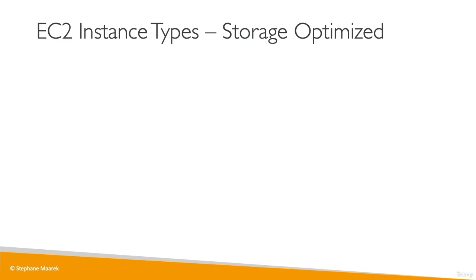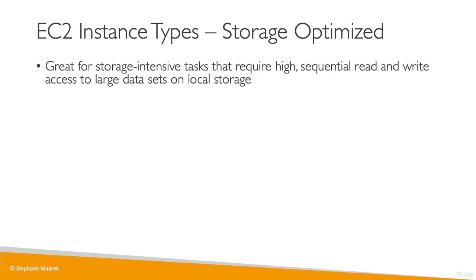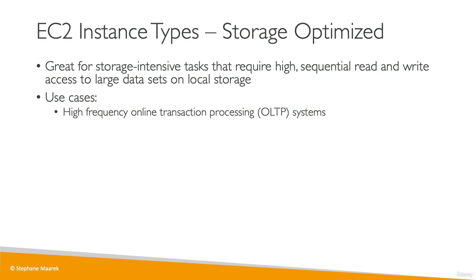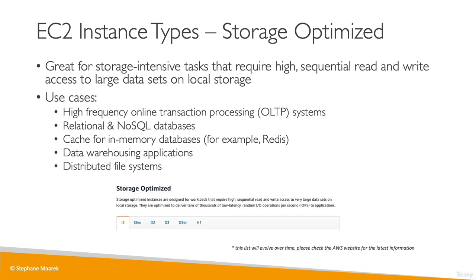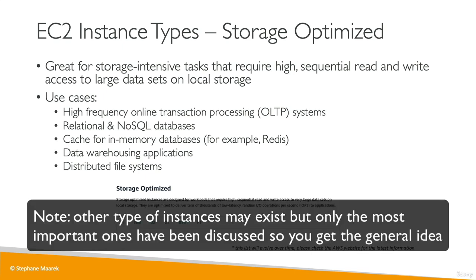Okay, and finally, we have storage optimized instances. They're great when you are accessing a lot of data sets on the local storage. The use cases for storage optimized instances are high frequency online transaction processing, so OLTP systems, relational and NoSQL databases, and we'll see those in detail when we get to the database sections, cache for in-memory databases, for example Redis, data warehousing applications, and distributed file systems. The storage optimized instances in AWS start with an I, a D, or H1. Okay, but again, you don't have to remember this. I'm just giving you examples.